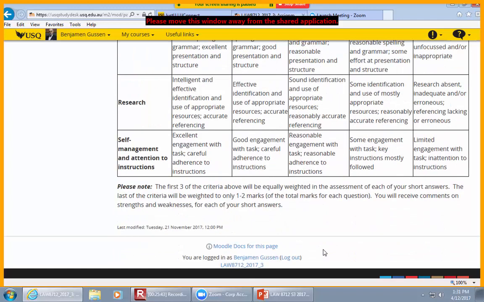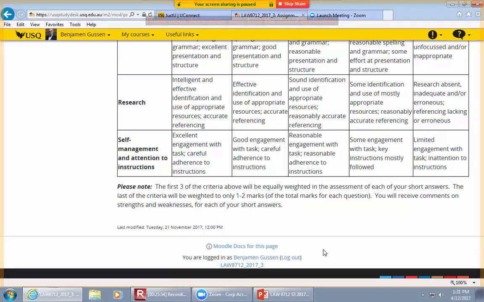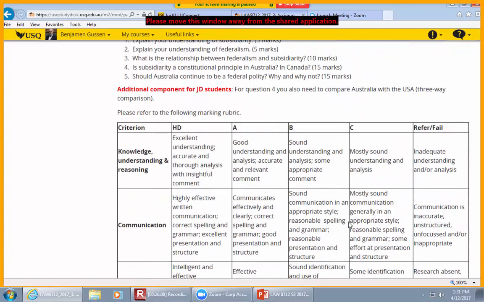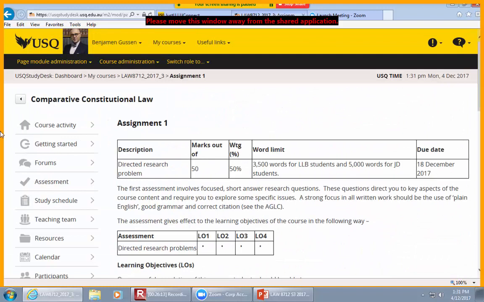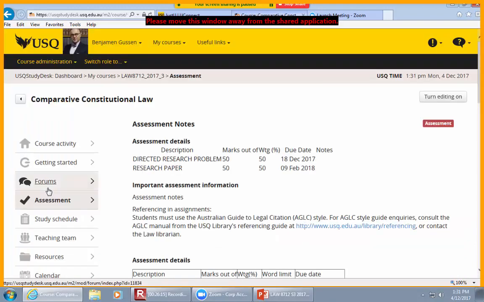It says, please note, the first three of the criteria above will be equally weighted in the assessment of each of your short answers. Okay? And says, the last of the criteria will be weighted to only 1 to 2 marks of the total marks for each question. You will receive comments on strengths and weaknesses for each of your short answers. Okay? I think that's self-explanatory. We can leave that there. Let's then look at the second assessment quickly.